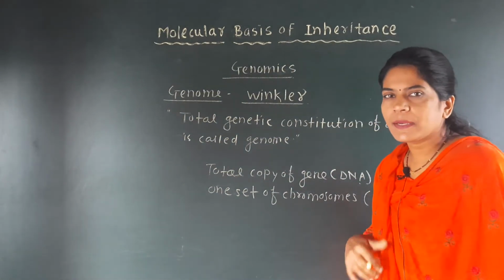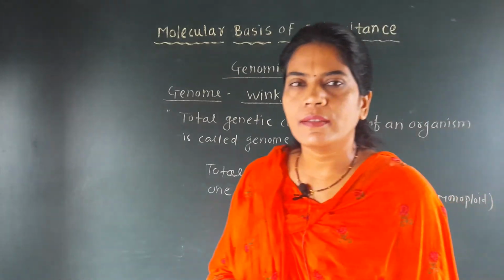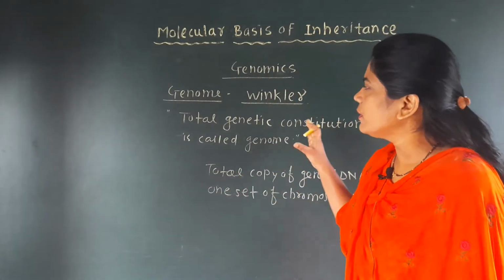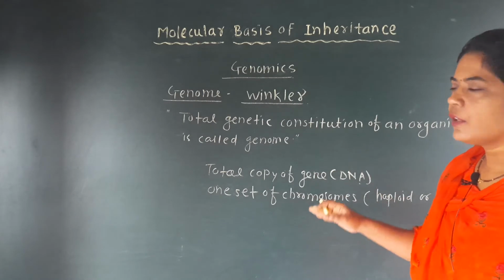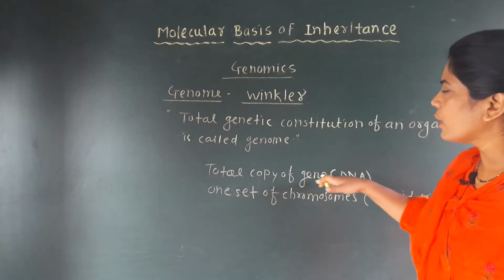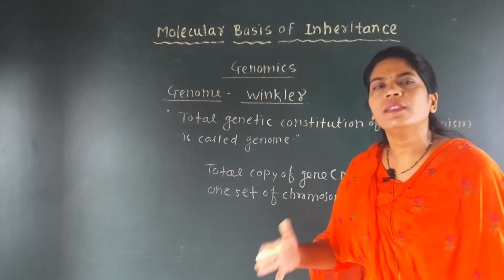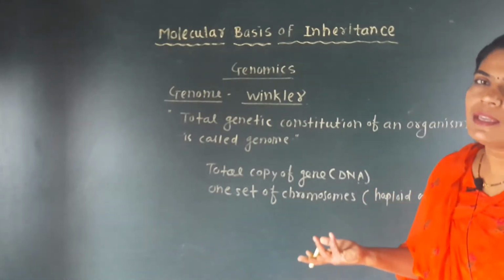See here, all the genes which are present in a particular organism are called the genome. To understand the meaning of the genome better, another two terms are given, that is the total copy of genes, which means nothing but all the DNA of that person is called the genome.